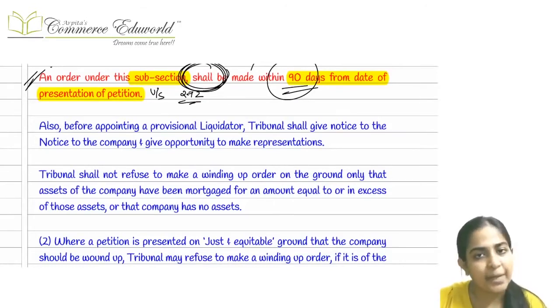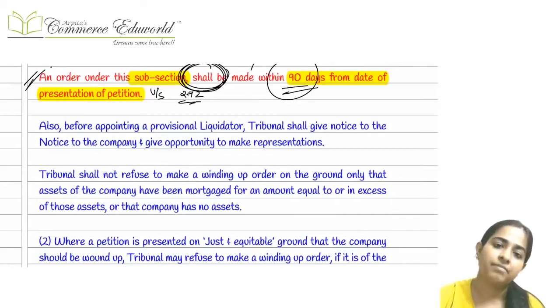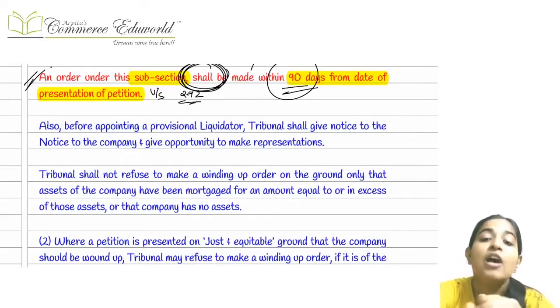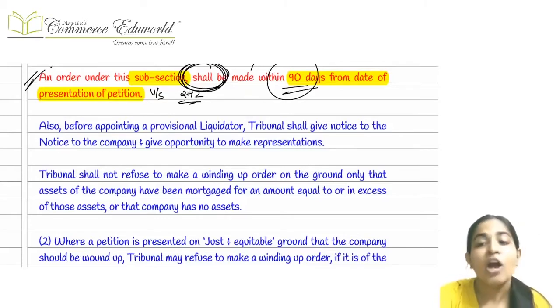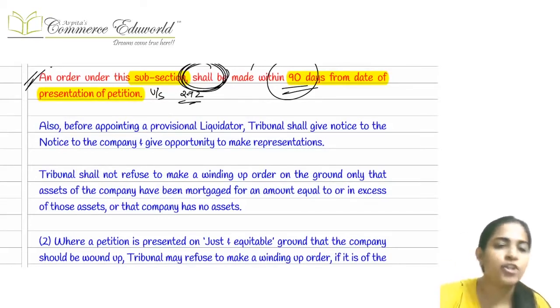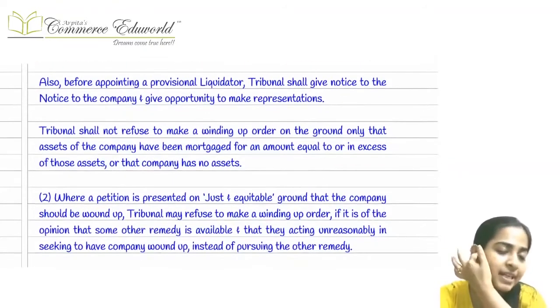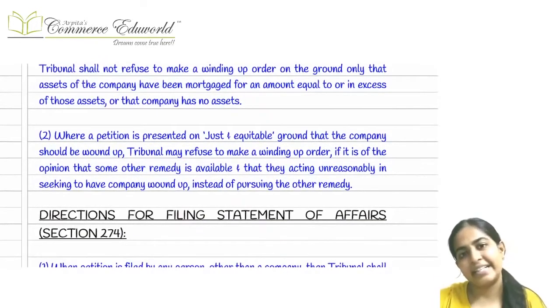We can appoint any particular liquidator, and whatever decision is taken by the tribunal has to be taken within 90 days. Once the winding up petition was presented, from that day, within a period of 90 days, the tribunal will have to take a final call on what we are supposed to do. Should we accept it? Should we reject it? Should we dismiss it? That has to be decided by the tribunal within a period of 90 days.